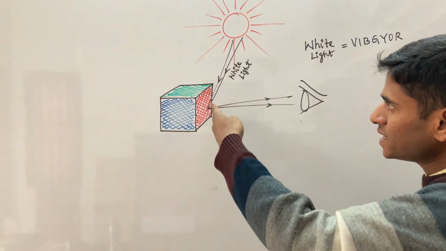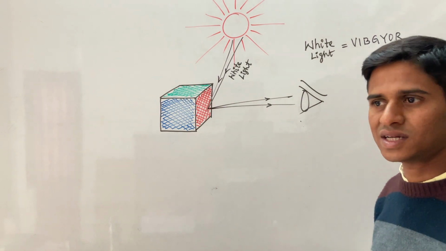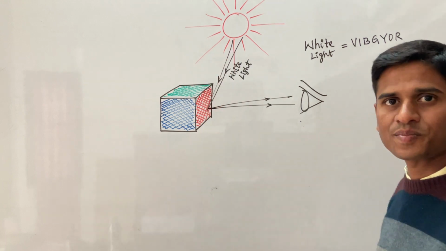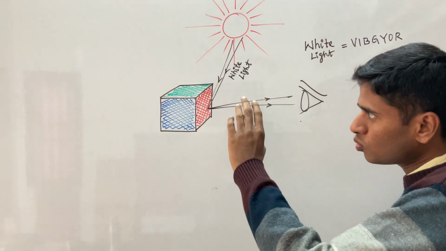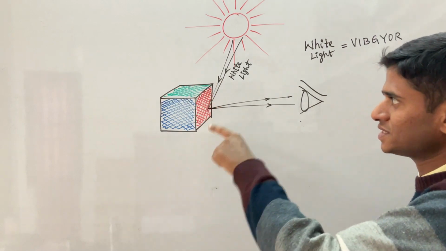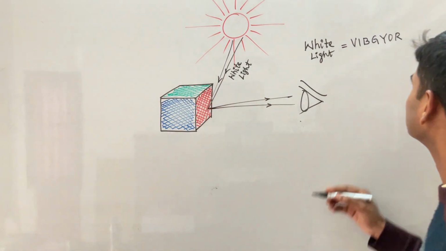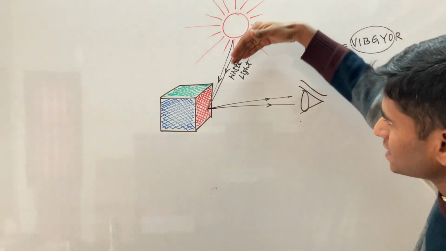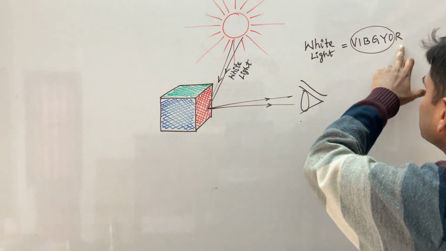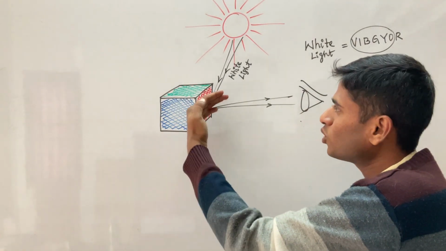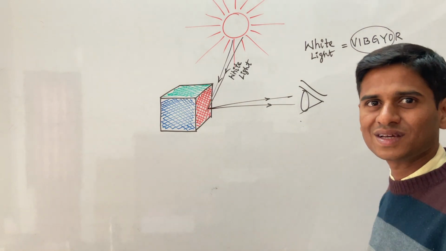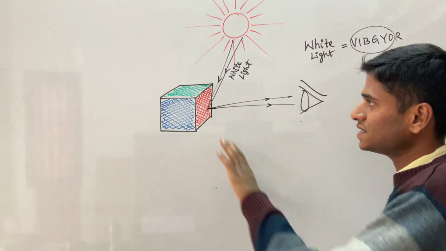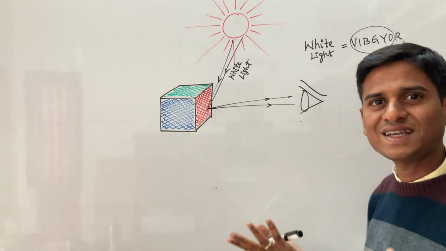Now, when white light is falling on a particular surface, it means that all colors are actually falling on the front surface. But what happens is, on the front surface which is appearing to be red, all the colors except red are absorbed. So when white light is falling on the surface, all colors except red are absorbed. Only red light gets reflected. Now my eye receives only red light. That's why I see the front face to be red.